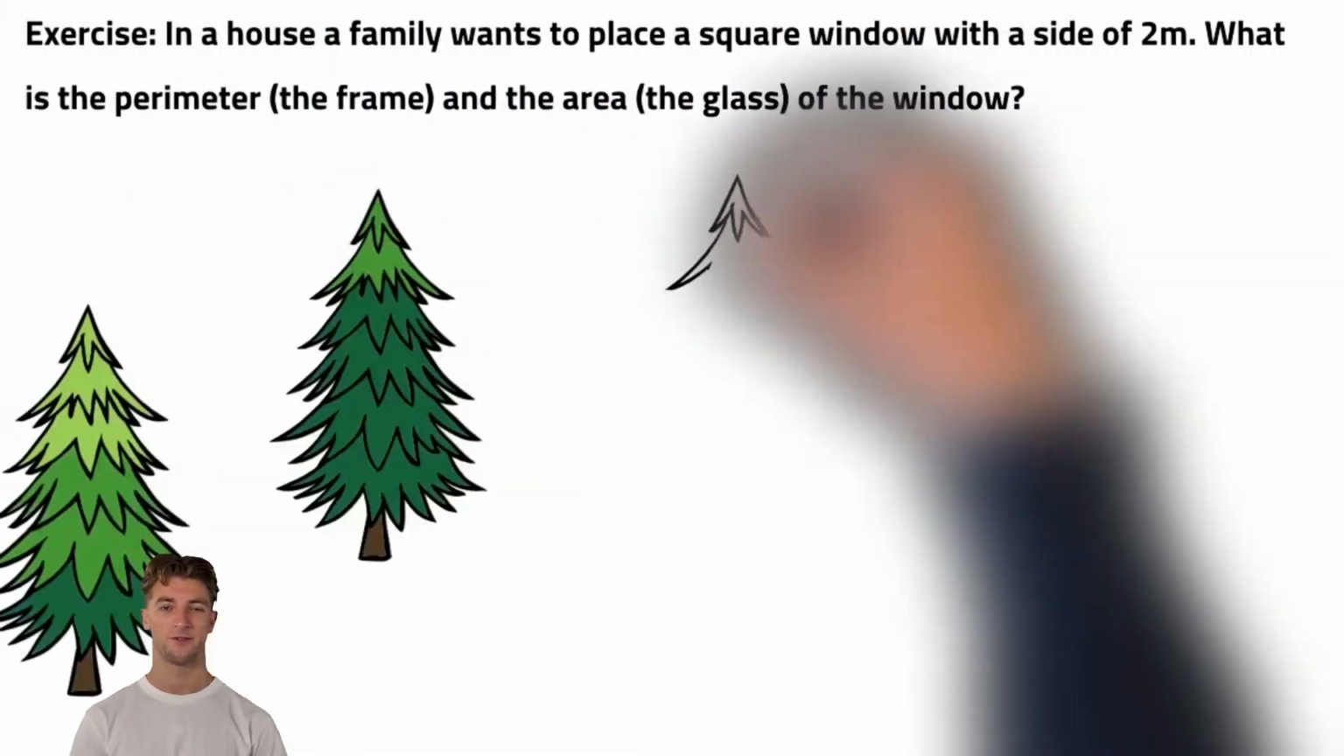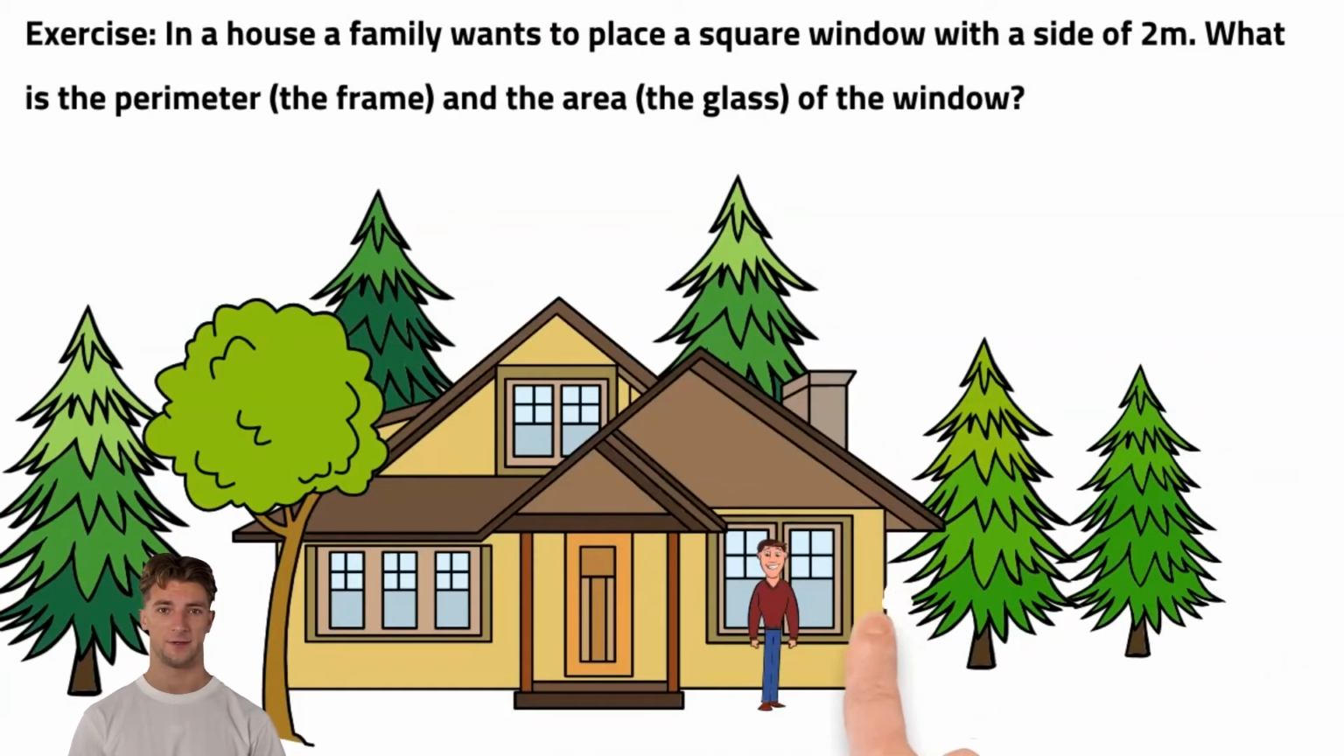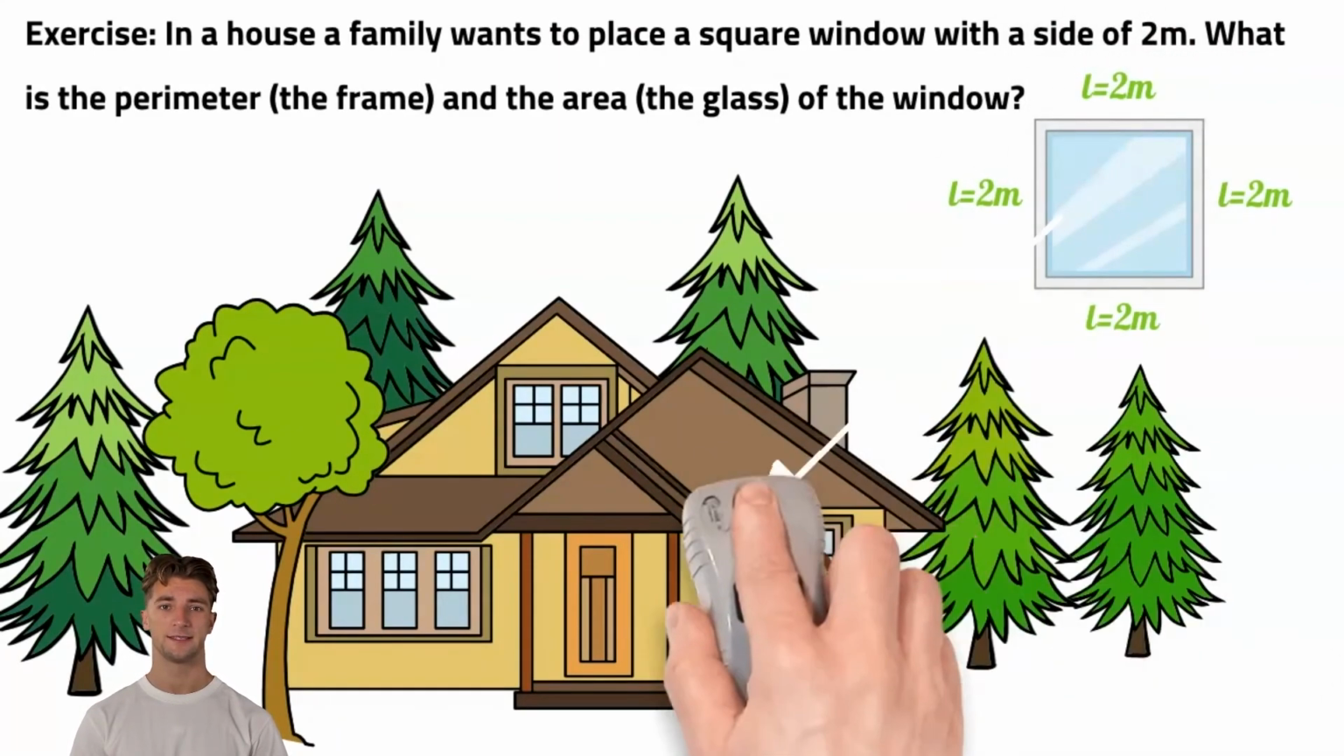In a house, a family wants to place a square window of 2 meters on each side. They called in a specialist to analyze the installation site. What is the perimeter or frame and area of the window glass?